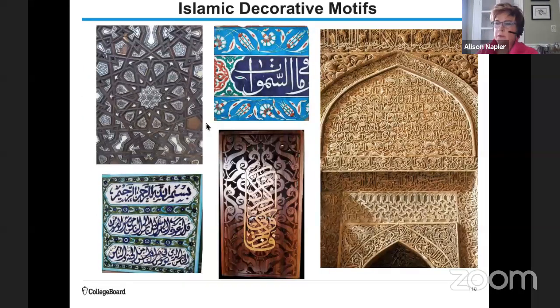When we look at Islamic decorative motifs, what we see again are a lot of geometric patterns, floral patterns, vegetal patterns, the use of the word, the calligraphic script, as a decorative element. They're working with molded stucco, brickwork, geometric patterns in tile, natural forms, very stylized, arabesques, tendrils, stalks, and the calligraphy translates into all different media forms, as you can see here.